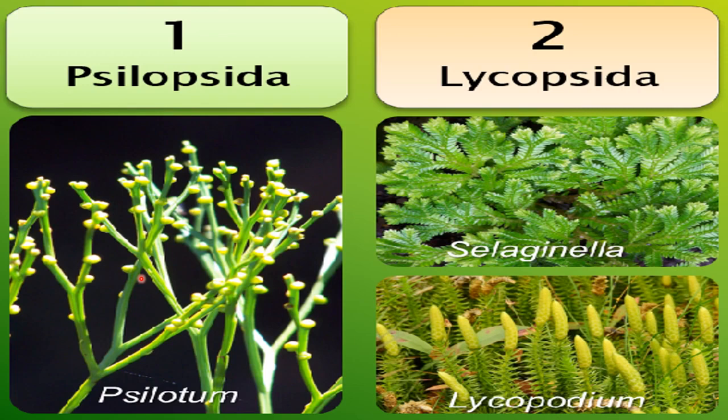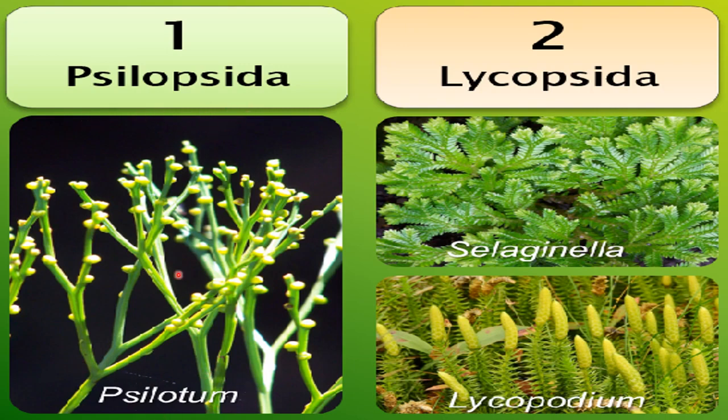Now there are different classes of the pteridophytes, and these are some examples of the pteridophytes which are included in the different classes. So this is the first class of the pteridophytes, that is Psilopsida. There are a total of 4 classes under the pteridophytes. First is Psilopsida, and Psilopsida includes the pteridophyte Psilotum. So Psilotum is an example of the pteridophyte which is under the Psilopsida.